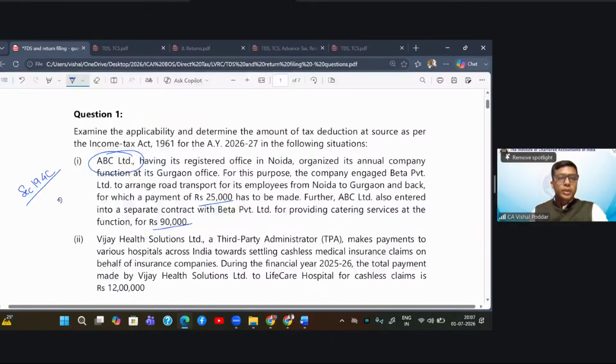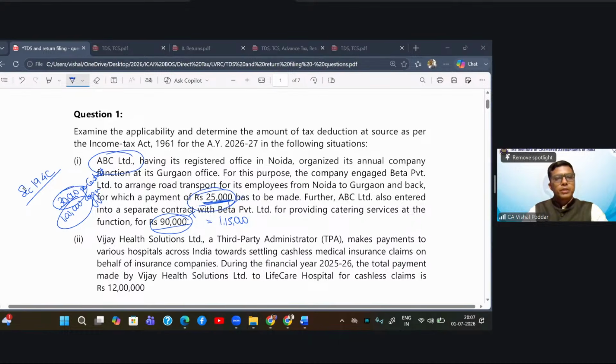The threshold over there is two thresholds. This is 30,000 per contract and 1 lakh in aggregate if multiple contracts are given. Now, if I apply this 30,000 limit, this will be outside TDS. However, since both these contracts are given to Beta Limited only, and the aggregate of these two will come to how much? 1,50,000. So even though this 30,000 is not satisfied here, the aggregate limit gets satisfied here. So the TDS will be applicable under 194C.